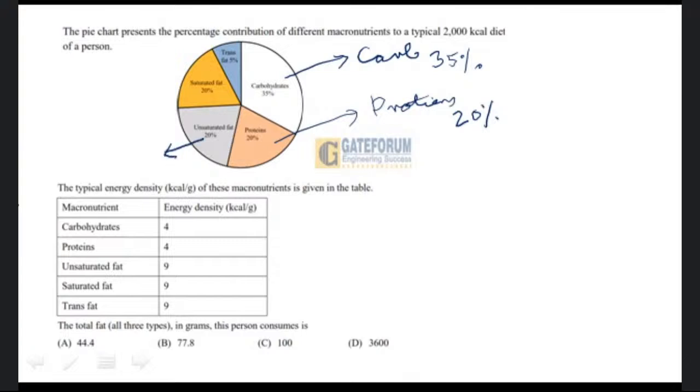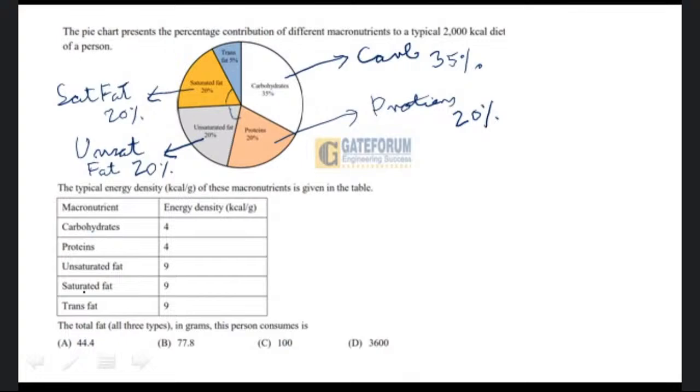This, I think, is something in the form of unsaturated fat. Oh, yes, unsaturated fat. Okay, so even if we can't see them properly, that's not an issue because the names are given below. And the percentage is 20%. So this must be saturated fat. So this is saturated fat. And this is also 20%. Can be easily understood because you see the angle is the same.